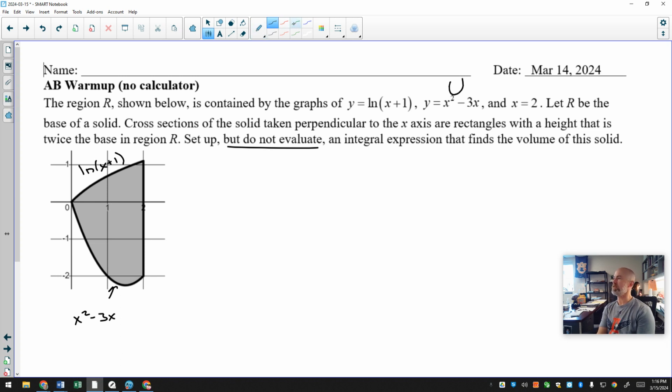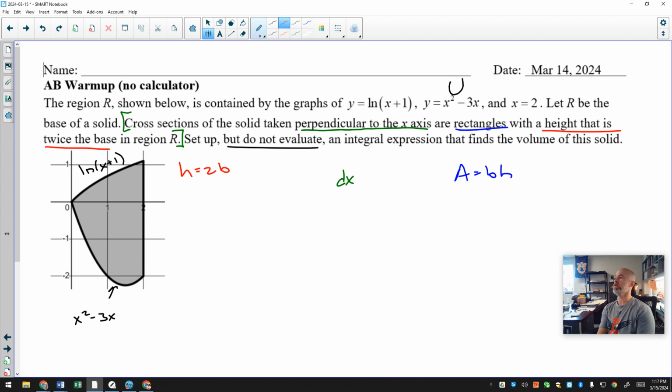Here's the big sentence. There's a lot of information in this sentence right here. Cross sections perpendicular to the x. What does perpendicular to the x mean? It's a dx problem. Cross sections are rectangles. What does that mean? Yeah, the area of a rectangle is base times height. Then I give you a description of the height. The height is twice the base. That means h is 2b.